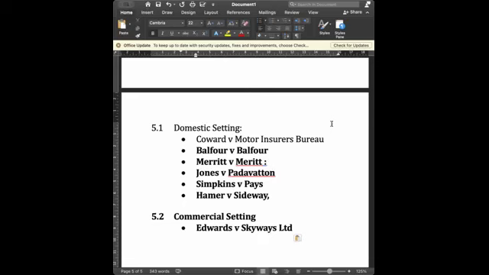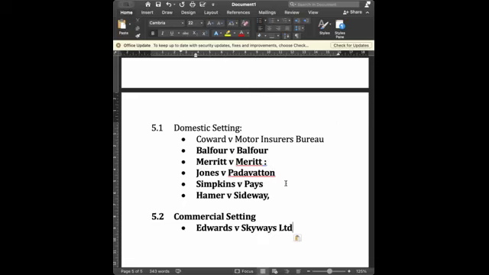Domestic setting, what is the presumption? There's a presumption that once the agreement was in a domestic setting, there will be no intention to create legal relations. Authorities: Howard versus Motor Insurance Bureau, Balfour and Balfour, Jones and Padavatin, Hammer and Sidway. But this presumption is rebuttable. How can it be rebutted? Look at the case of Merit and Merit, that even though it was a husband and wife, they were not living in amity, so the presumption has been rebutted. And also look at Simpkins and Payee, even though it was in a domestic setting, if you can see a commercial flavor, the presumption will be rebutted.